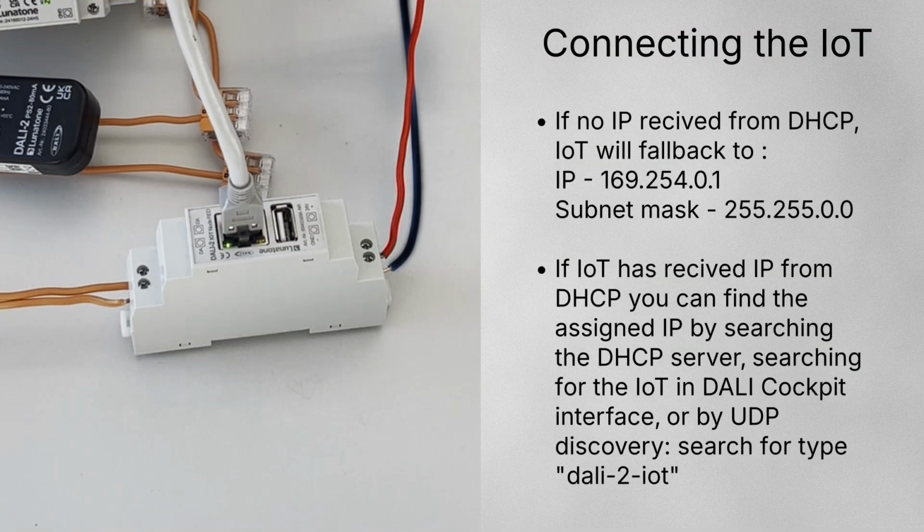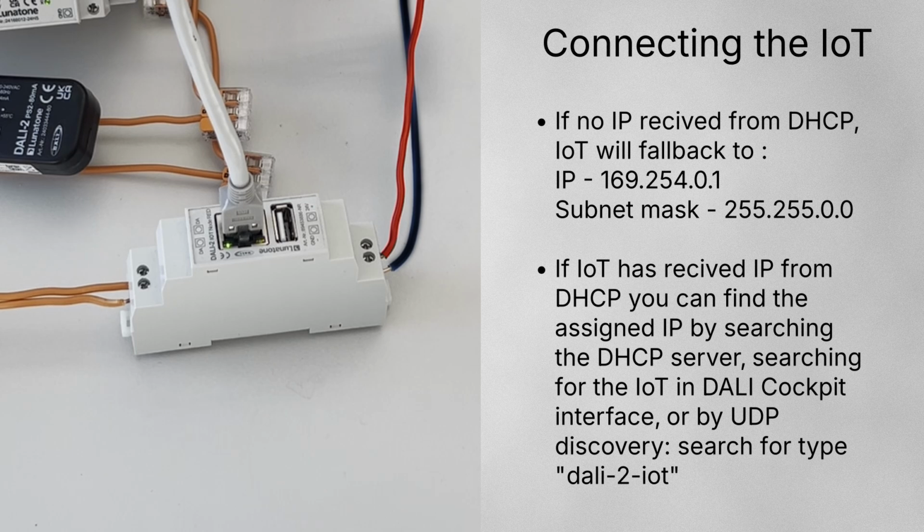When connecting the IoT to a network or PC, the IoT will first try to receive an IP via DHCP. If the IoT is not issued an IP via DHCP after about a minute, the IoT will fall back to 169.254.0.1 with a subnet mask of 255.255.0.0. This means that you will need to set your computer's IP address and subnet mask to the same range to be able to access the IoT directly.